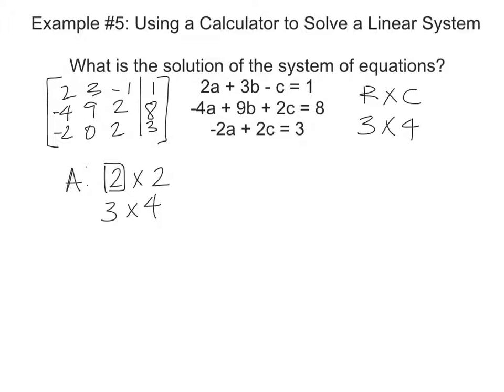Remember, the elements are each number, right? And so, for example, to type in our elements, we would say 2, then enter, and it'll go across. So 2, then enter, 3, then enter, -1, then enter, 1, then enter. After you press enter, it'll go down here to -4. So you'll type them all in.